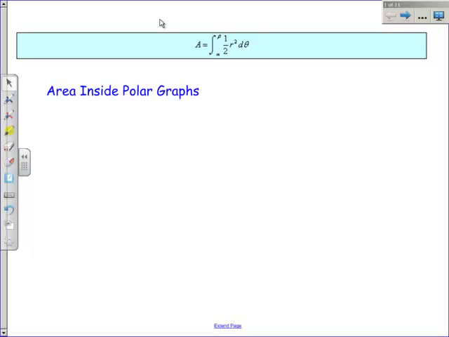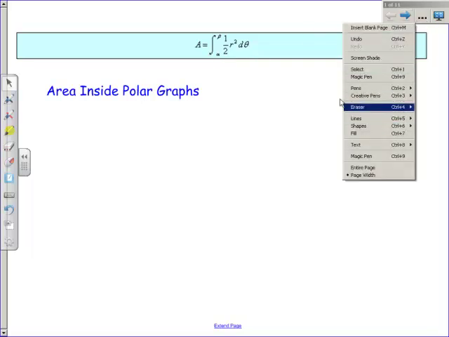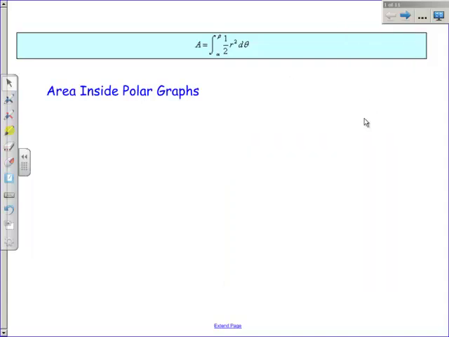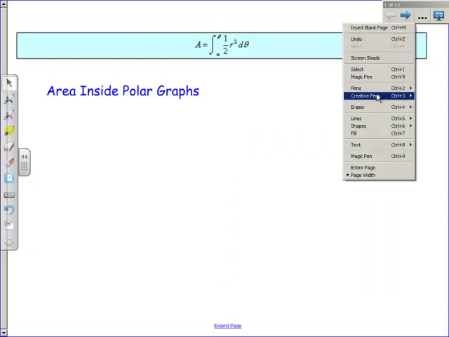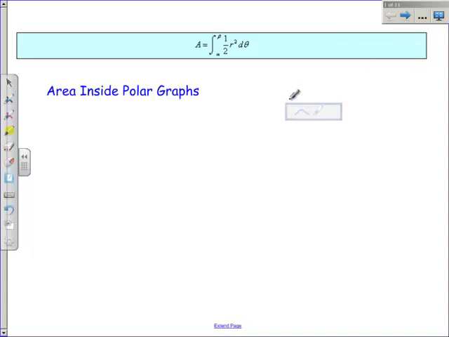Well, hi guys. We're going to do area inside of polar graphs today, and we're going to do a couple examples. And the formula we're going to be using for area of polar graphs is the integral from a to b of 1/2 r squared d theta, where r is the equation as a function of theta of your polar graph, and a to b are your angles that we are going to integrate between.